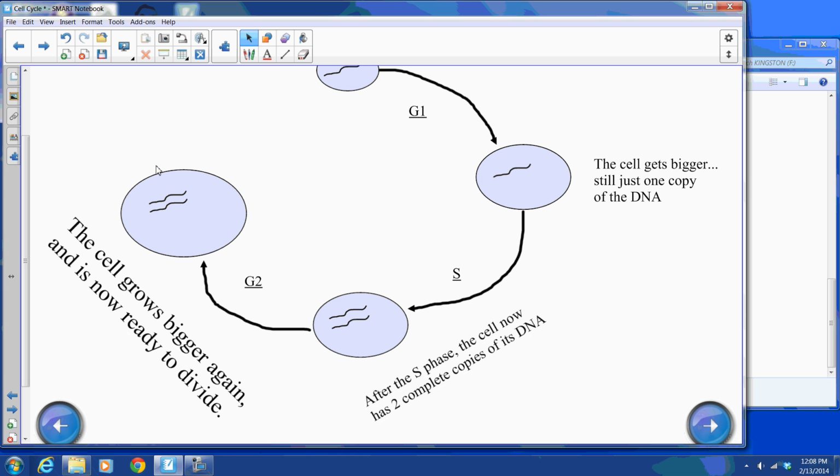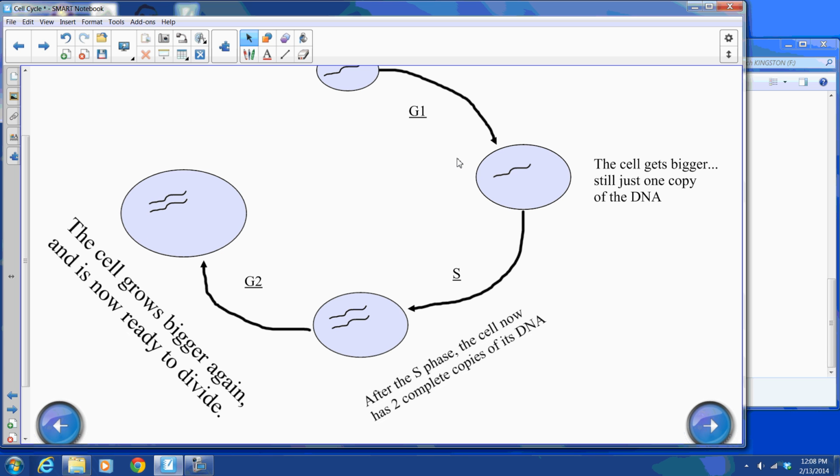And it's not going to go into the last phase, the M phase, until that cell recognizes that it's big enough to split into two, and both of those new cells will be good, viable, healthy cells.